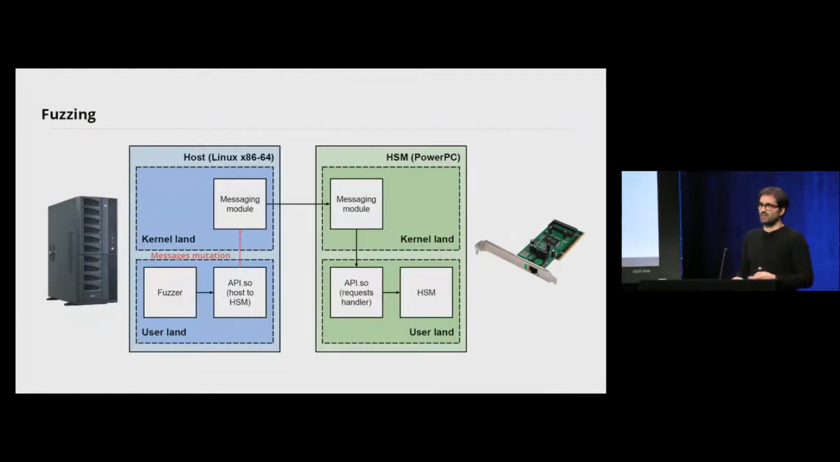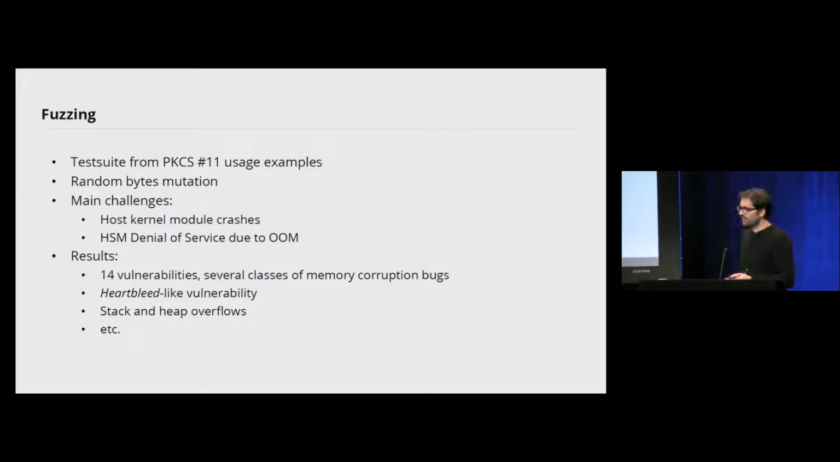And for that, we were a bit fed up with manual analysis, so we started to write a fuzzer. We imitated the message sent by the client to the HSM, and we wrote a dumb fuzzer that does random byte mutation. The fuzzer is simple, but there were two main challenges. The first one is that the kernel module on the client side is not very robust, and we crashed the kernel of our host before sending correct data to the HSM. So this was the first problem.